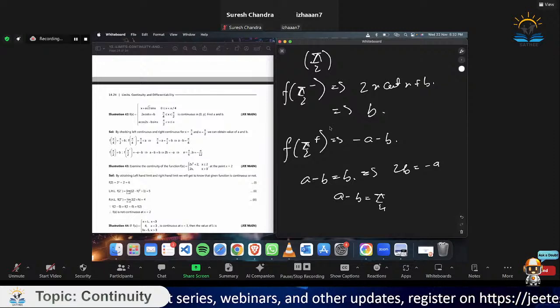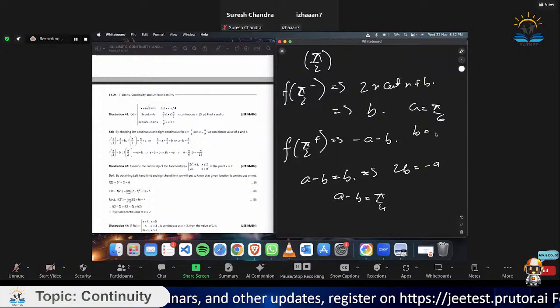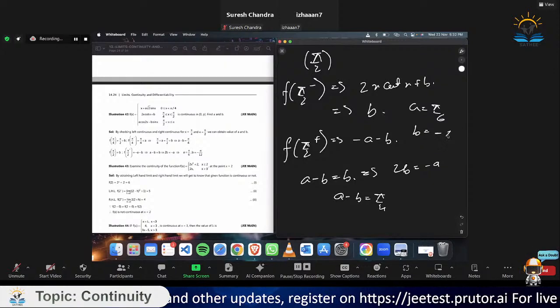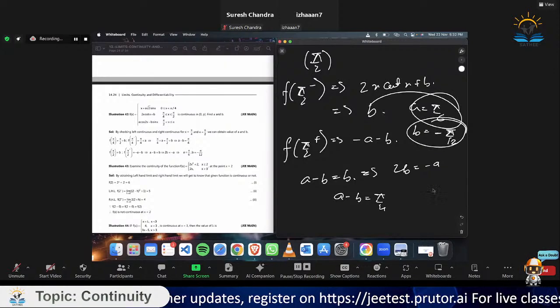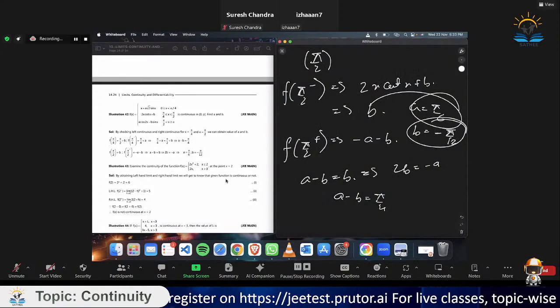So the value for A is coming out to be pi by 6, and the value for B is coming out to be minus pi by 12. So these are the answers for it. So it was a JEE PYQ, and I hope that you're getting some confidence in it.